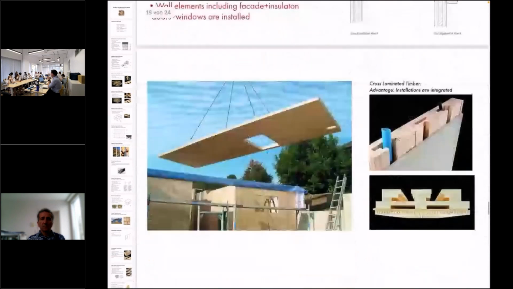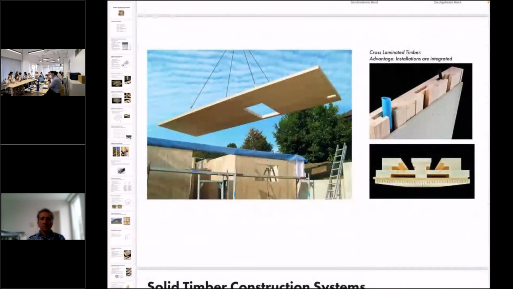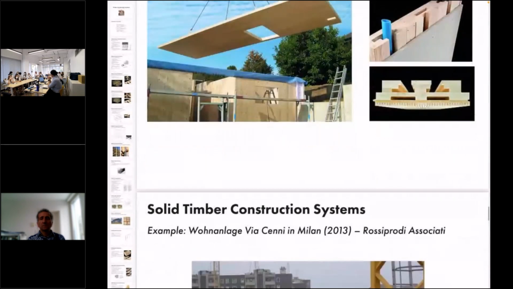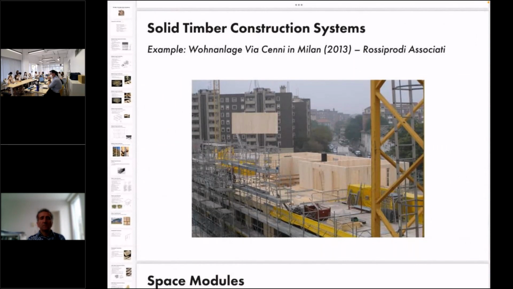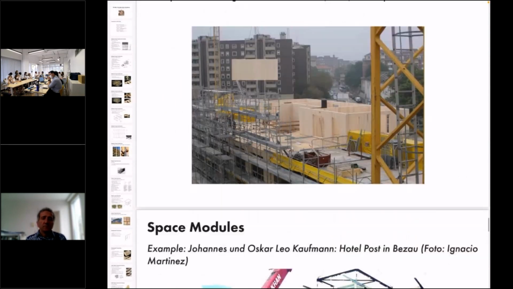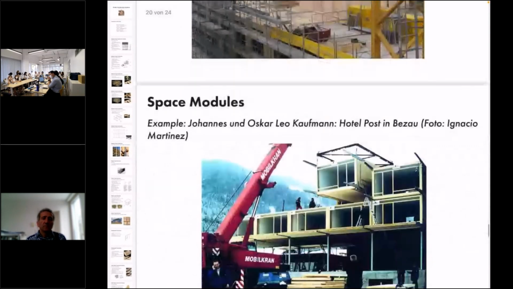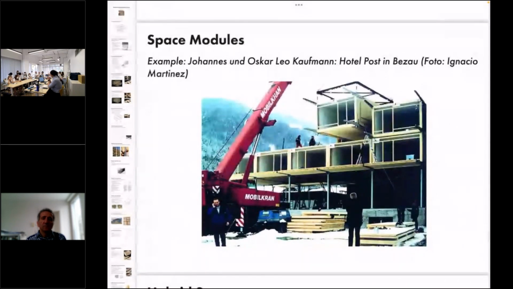Here we can see some pictures from a building site, and on the right side there is an example for a building element with installations integrated, which is also possible. Here another example in Milan, and the space models we won't cover now because we already have them.